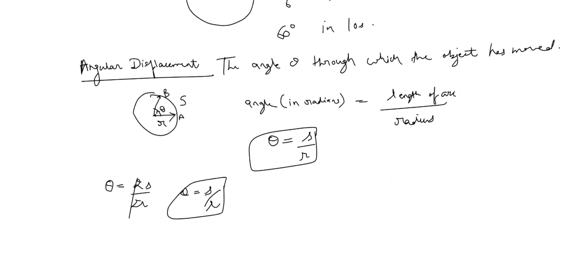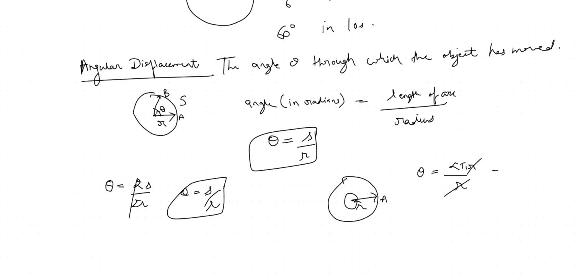Now, if we consider one complete revolution, let's say an object starting from point A and after covering one complete revolution reaches point A again, if I have to write the expression for theta, how can I write? So theta is equal to, when one complete revolution is made, the distance covered along the circular path is given by the circumference, that is 2 pi r divided by r. So r and r get cancelled out, so it is equal to 2 pi.